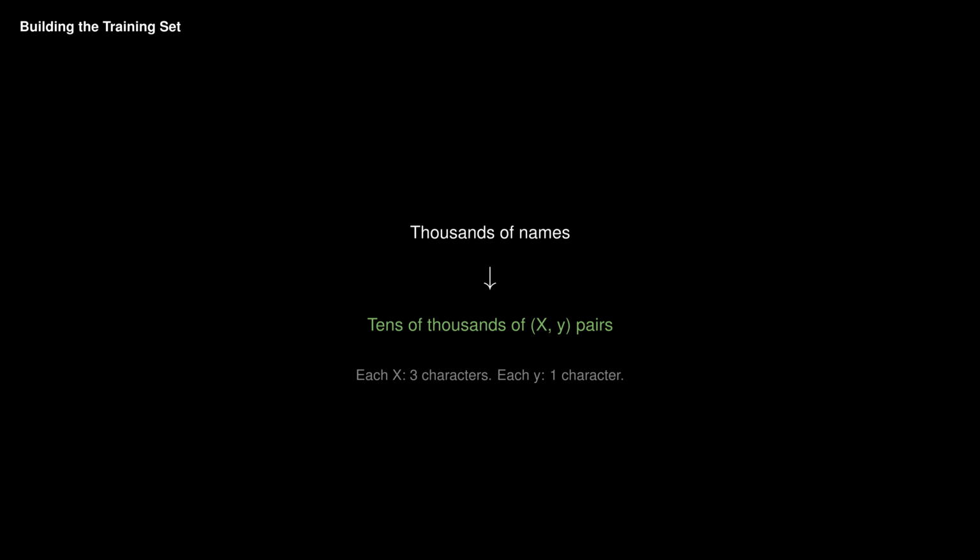Each one is an XY pair. X is a context of 3 characters. Y is the next character to predict. This is our complete training set.